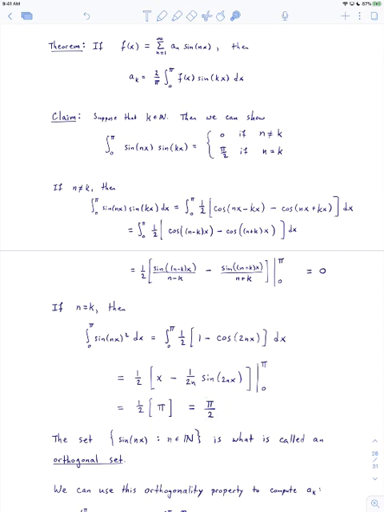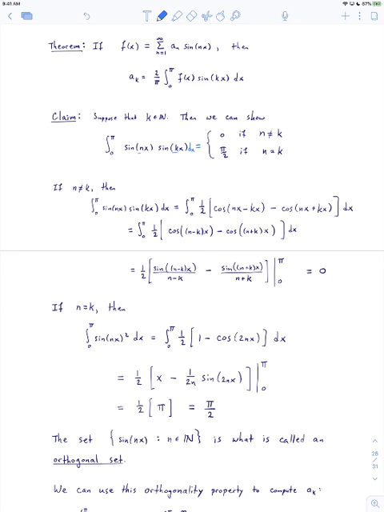So this system of functions is what we call an orthogonal set, or an orthogonal system, because if you integrate, well, there should be a dx right here, if you integrate their product, you'll get 0 if the n and the k are different. But they're non-zero if they're the same, if n is equal to k.